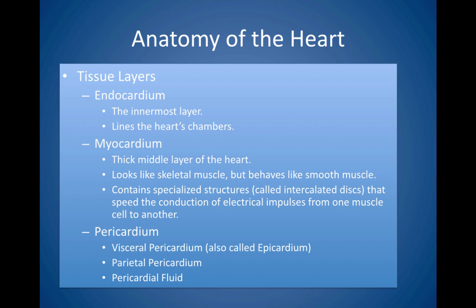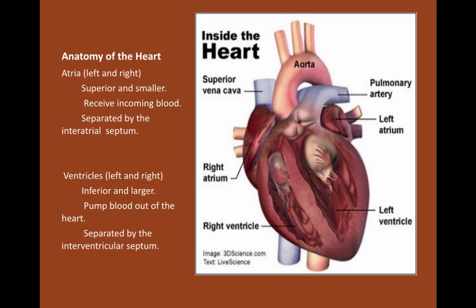And then the pericardium has the visceral pericardium, the parietal pericardium, and then that pericardial fluid, right? That fluid helps to decrease the rub, and then those two linings help as well, to keep the fluid in and decrease that friction.